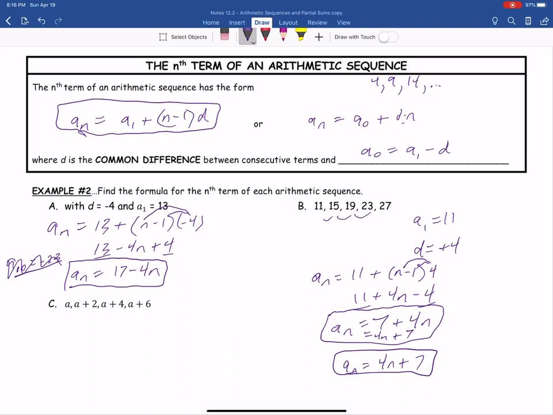Okay. On to letter C. This one you might be going, whoa, this is weird. I already have too many letters, Mr. Ernst, and I have all these A subs and all this stuff. Not a big deal, okay?